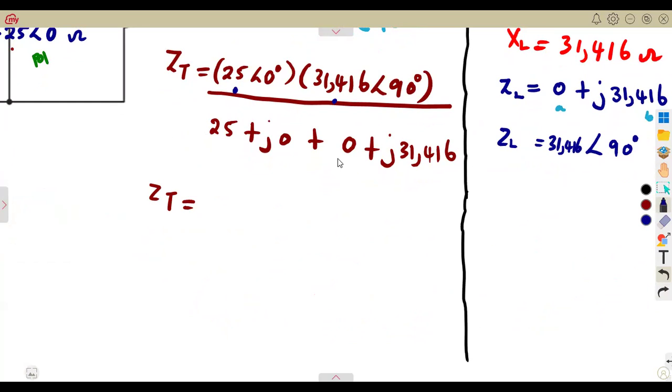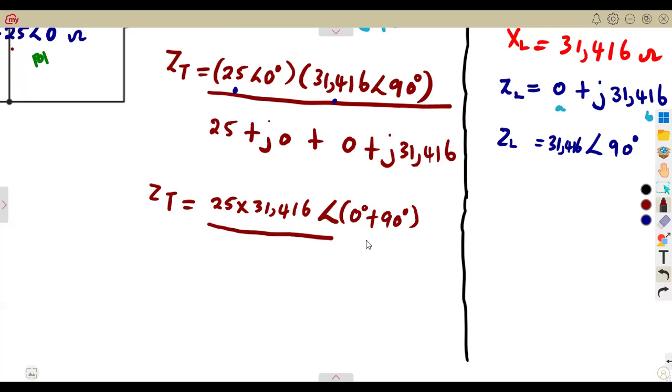Remember that, for the angles you add. So it's going to be 25 times 31,416. You multiply, and for the angles you add, so it will be 0 plus 90 degrees. Guys, I talked about this in the introduction of complex numbers. Make sure that you watch that.